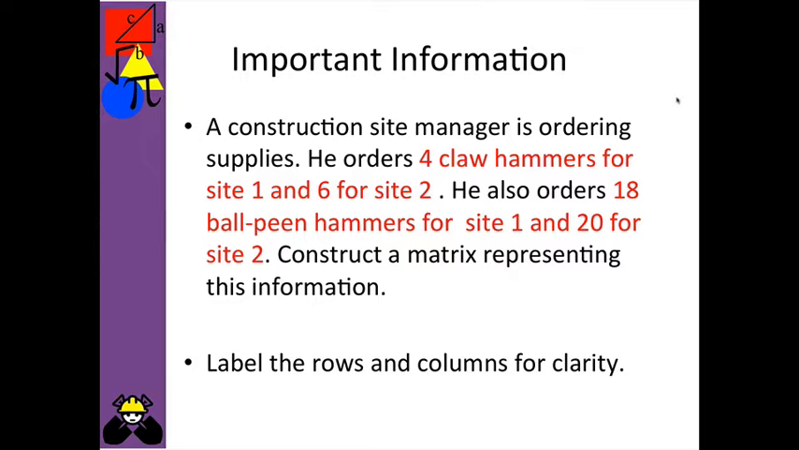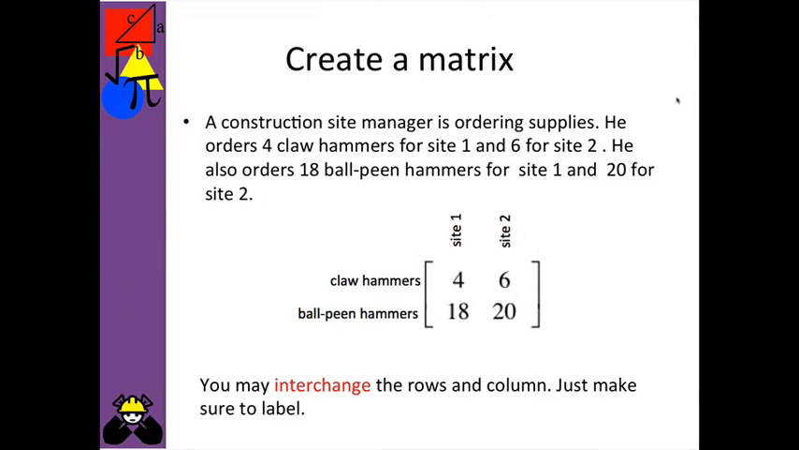It didn't really matter that he was the construction site manager. It could have been the owner. It really didn't matter. So we're going to make a matrix. So what I did was I decided to put in the rows the 2 kinds of hammers, the claw hammer and the ball peen hammer.